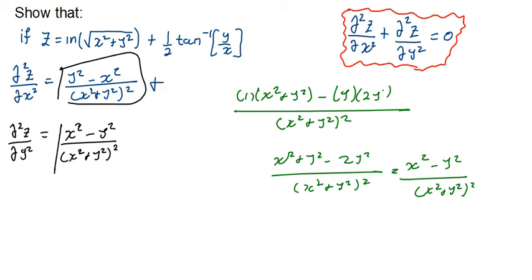Then on the numerator, for the first one, I have x squared. On the next one, I have negative x squared, so that's going to give me a zero. Then for the second part, I have minus x squared, and here I have x squared positive. Those will give me a zero.